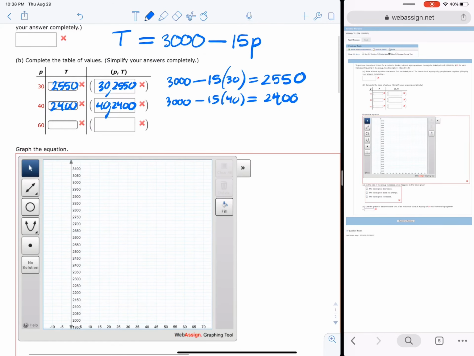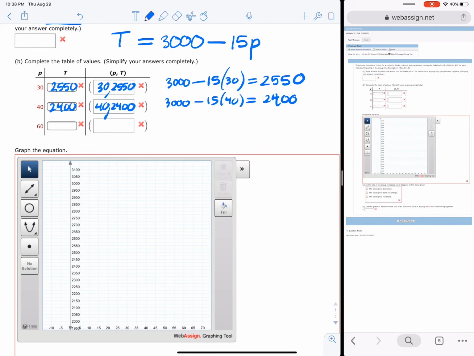Now to graph this thing, notice that the t-intercept is 3,000. And then for another point, we can plug in any other point, like 40 comma 2400. So 40 up to 2400. Where's 2400? Like right here. So where's that? Like right there. Okay. So this is doing it by hand, which is good practice, because on the test you have to do things by hand. So let's see how WebAssign works.